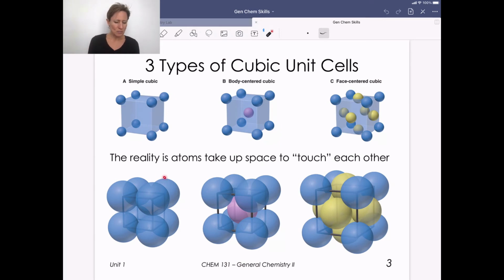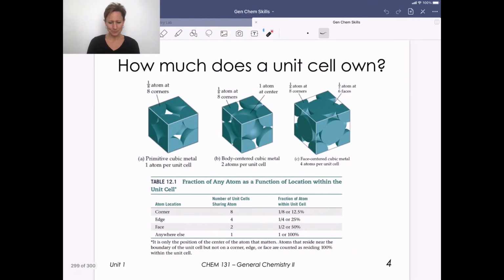I want you to remember the reality: even though we've shown this as a cube that has hard edges, these atoms are really spheres and they take up space to touch one another. You'll be able to see this very clearly when we do this in lab. You'll actually be able to build some of these from models, and it's really neat to be able to put this in a tactile way.